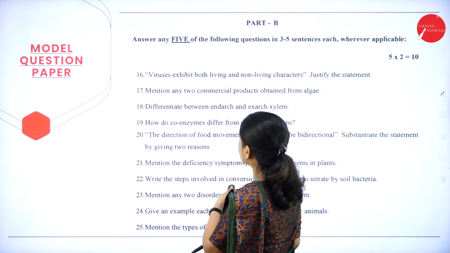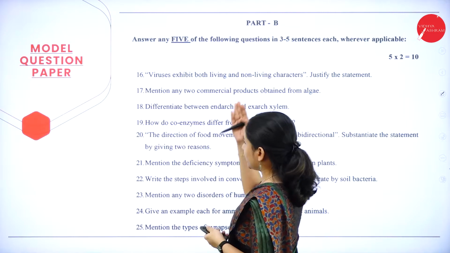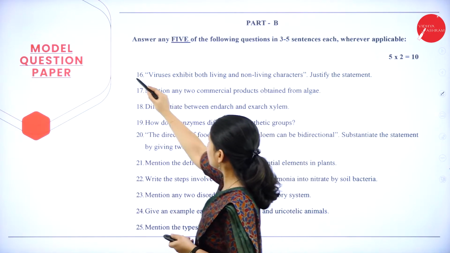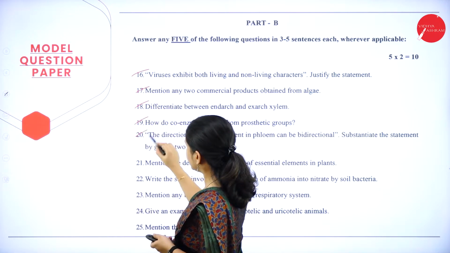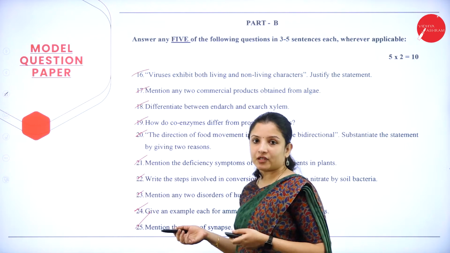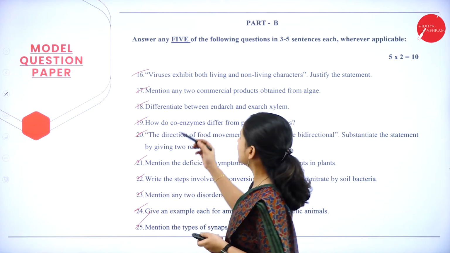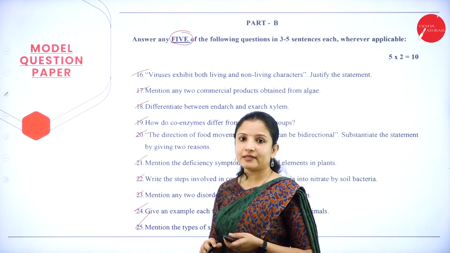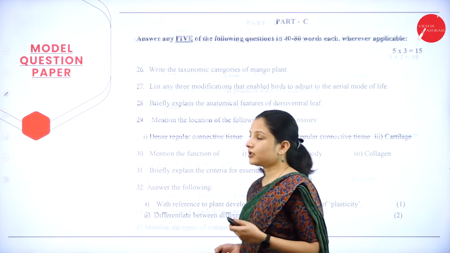Here in part B, again they have given 5 extra questions. As you can see, 1, 2, 3, 4, 5, 6, 7, 8, 9 and 10, so 10 questions are given. Out of 10, how many do you need to answer? Only 5 questions. Easy, right? Out of the 10, any 5 you can answer.